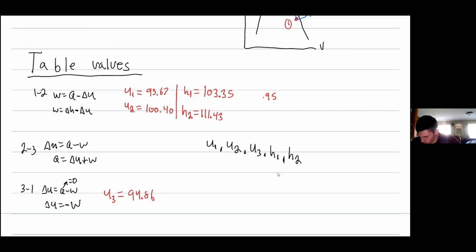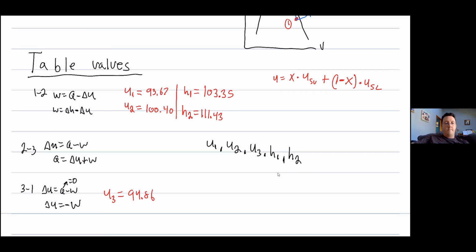So the formula is U equals X times U saturated vapor plus 1 minus X times U saturated liquid. And the idea is the part that's vapor is that fraction times the saturated vapor number. And then the fraction that's not saturated vapor is used liquid. Gotcha. I see what you're doing.